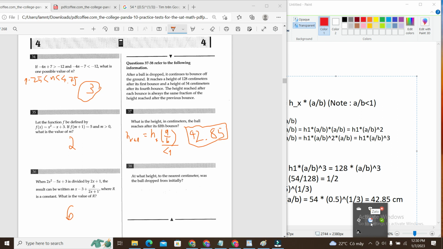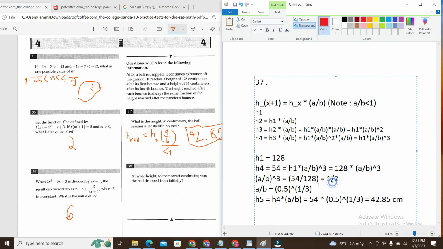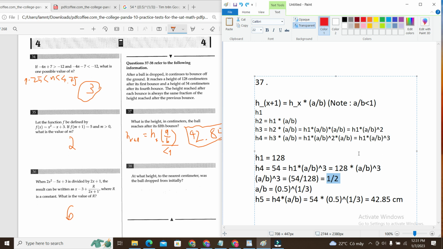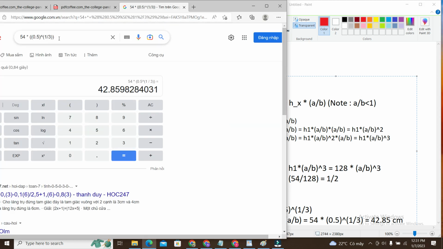Okay, I'm sorry, there's a mistake in our calculation. Our way of calculating is actually correct, but our calculation contains some error. So here, 54 over 128 is not a half. Sorry, that was not a half at all. So you can divide it. Okay, so let's reduce it.